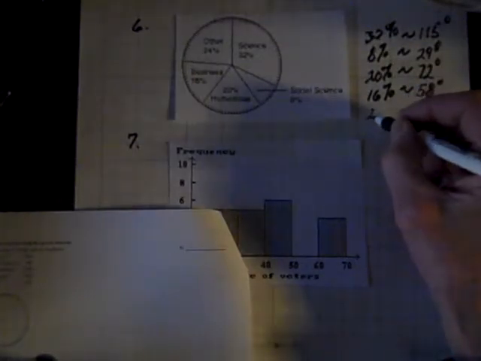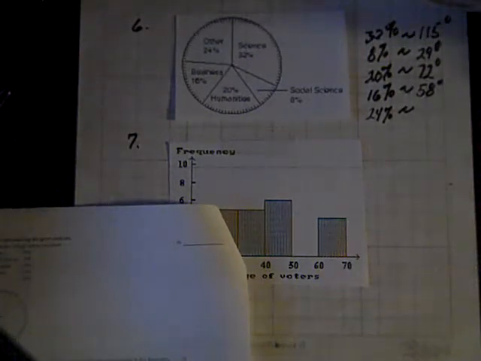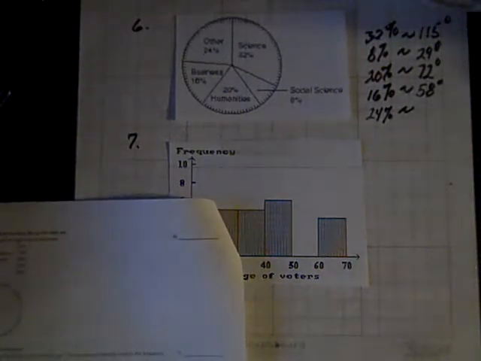And finally, we have 24%, and that corresponds to about 0.24 times 360 equals about 86 degrees. And I rounded to the nearest degree. And so with these degrees, then we can make a reasonable estimation of the appropriate pie chart. Now let's go on to 7.